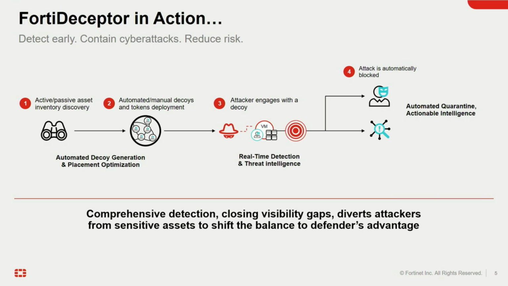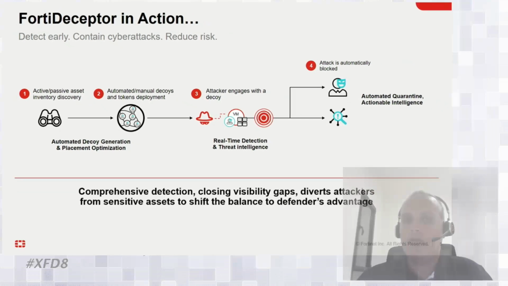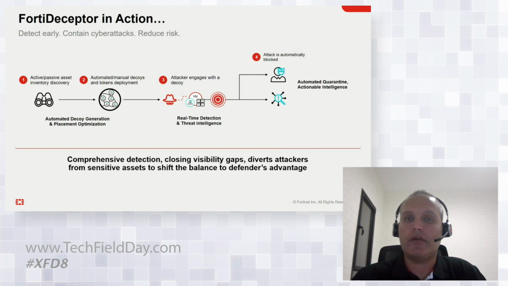Nothing left on the endpoint, zero tracing to understand there is deception here. The moment the attacker engages with a decoy, either directly or through a deception token, the system will raise an alert. The system will start recording the activity. During the recording, we analyze the data.